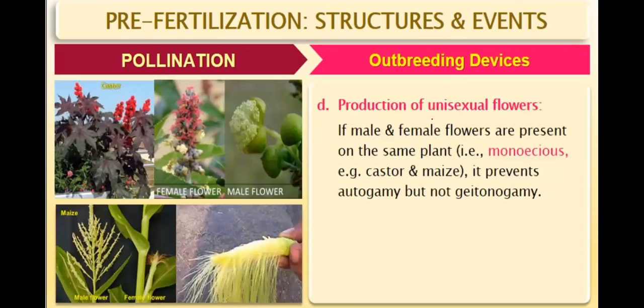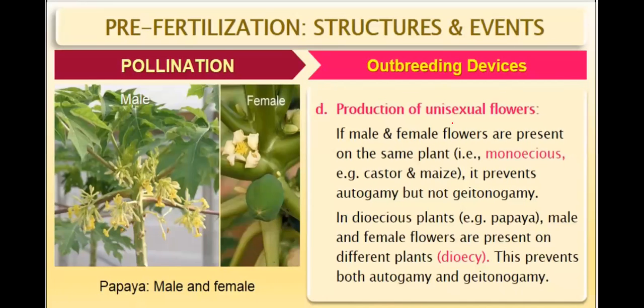Production of unisexual flowers. If male and female flowers are present on the same plant, it is monoecious, like castor and maize. It prevents autogamy but not geitonogamy.